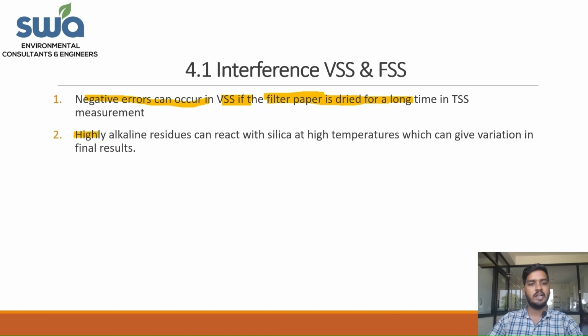The filter paper can lose weight and negative errors can occur, so you have to be careful about that. And secondly, highly alkaline residue. If the residue is highly alkaline, then it can react with the silica at high temperature and also give variation in the final result. So these are very basic and important interferences which we have to take care of.